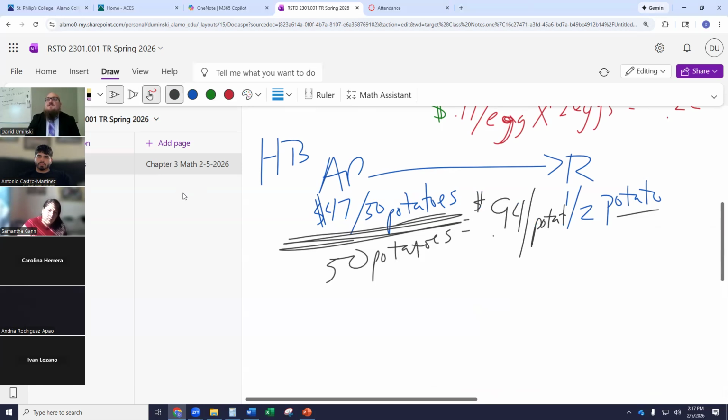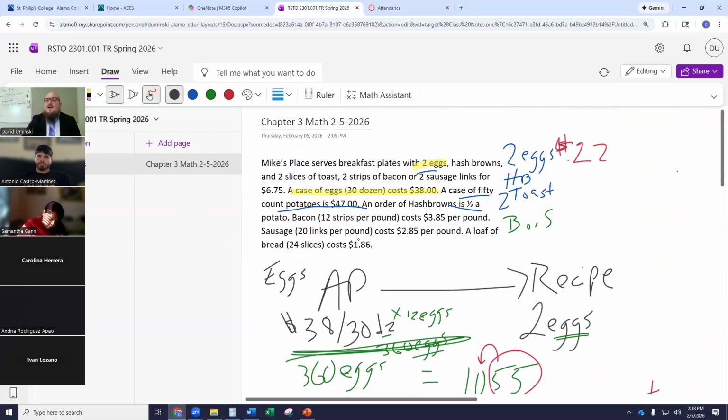So now the serving size is half of a potato. How do we find the cost? We can divide by 2. You could also multiply by 0.5 if you want to change that to a decimal. But since we know half is half, let's just divide by 2. So 94 cents divided by 2 is 47 cents. So we come up to the top and we add our 47 cents for hash browns.